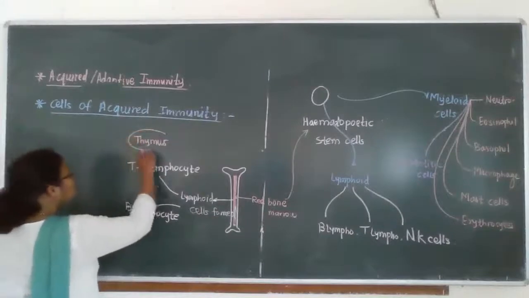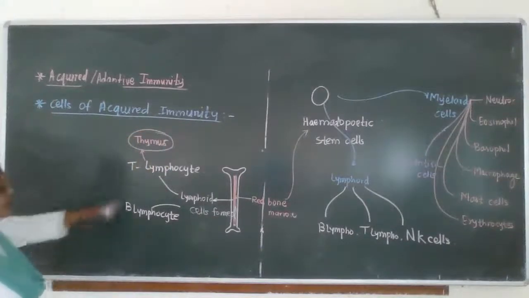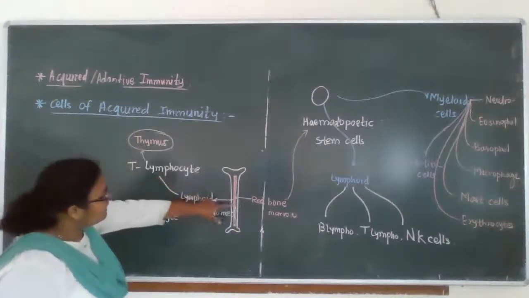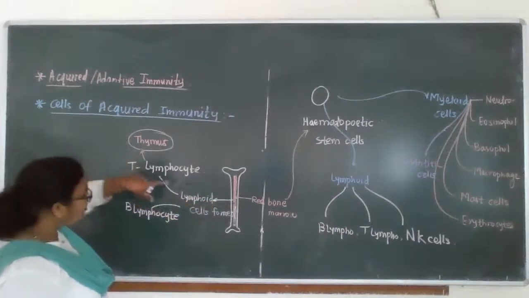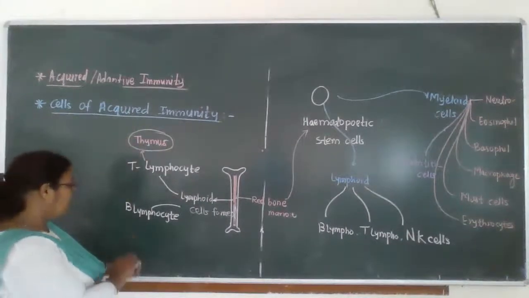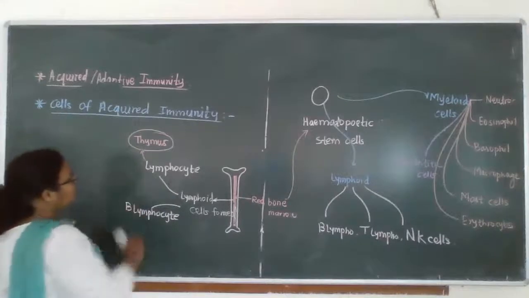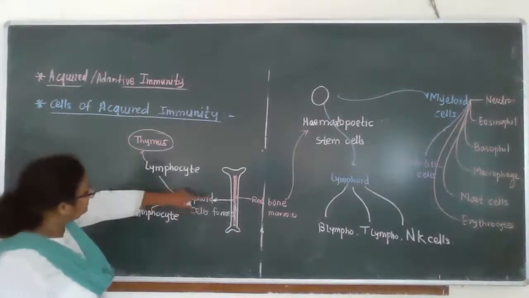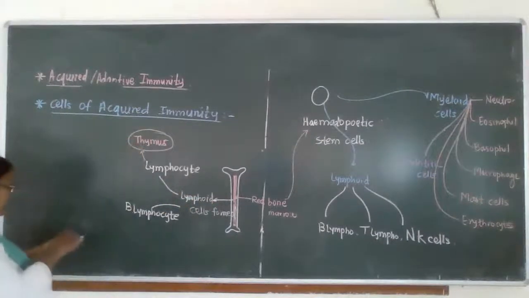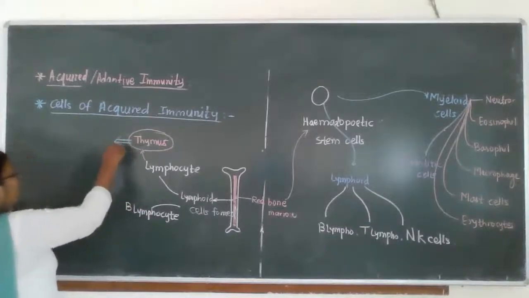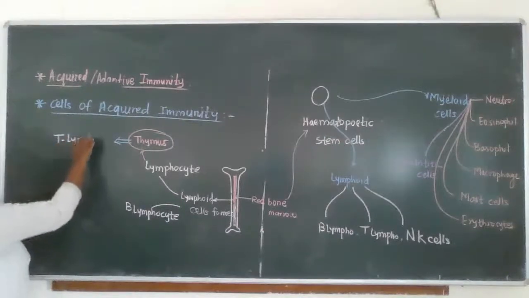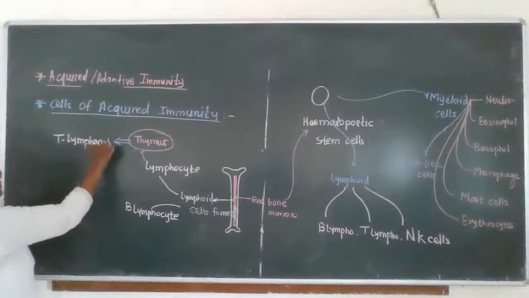Those lymphoid cells which move towards the thymus and mature in the thymus. From the red bone marrow, some of the lymphoid cells go to the thymus and get mature there. These lymphocytes from the red bone marrow go to the thymus, and they mature in the thymus, and this mature lymphocyte from the thymus is called a T lymphocyte.